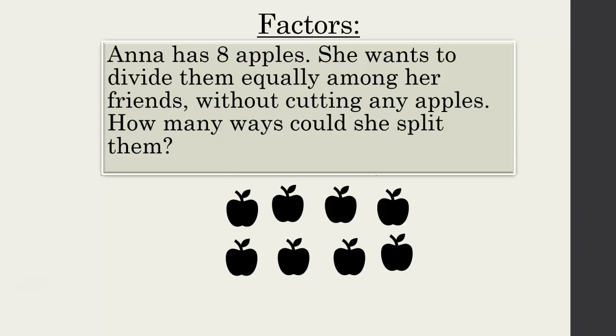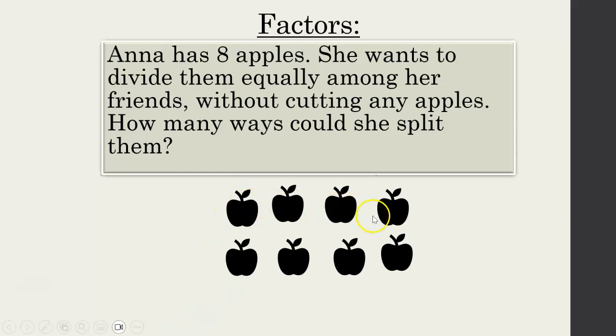So, talking about factors, I'm going to use an example just to explain what factors actually are. Anna has 8 apples. She wants to divide them equally among her friends without cutting any apples. So that's the important thing. We're not cutting up the apples, we're keeping them whole apples. How many ways could she split them?